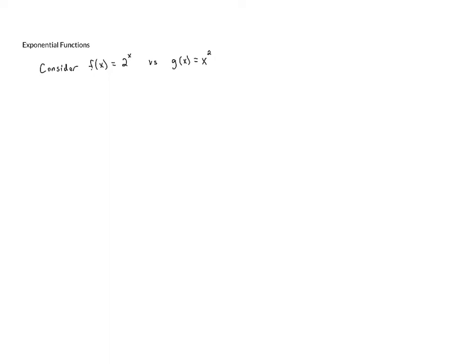But the big difference here is that with an exponential function, the variable is in the exponent instead of the base. When we have a polynomial function, the exponent is always a whole number, whereas with an exponential function, the exponent is actually going to be a variable or contain a variable. So I want to make some quick tables of values so that we can compare these two functions, and then we'll take a look at the graphs. So first, we'll make a table of values for our exponential function f.